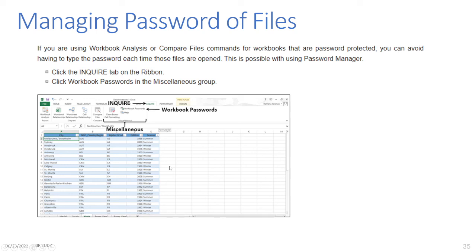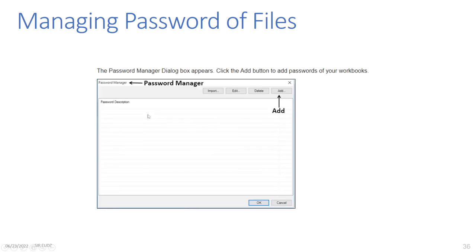Now let's go to managing passwords of files. If you are using Workbook Analysis or Compare Files commands for workbooks that are password protected, you can avoid having to type the password each time those files are opened. This is possible with using Password Manager. Click the Inquire tab on the ribbon and click Workbook Passwords in the Miscellaneous group. So, Workbook Passwords. The Password Manager dialog box appears.